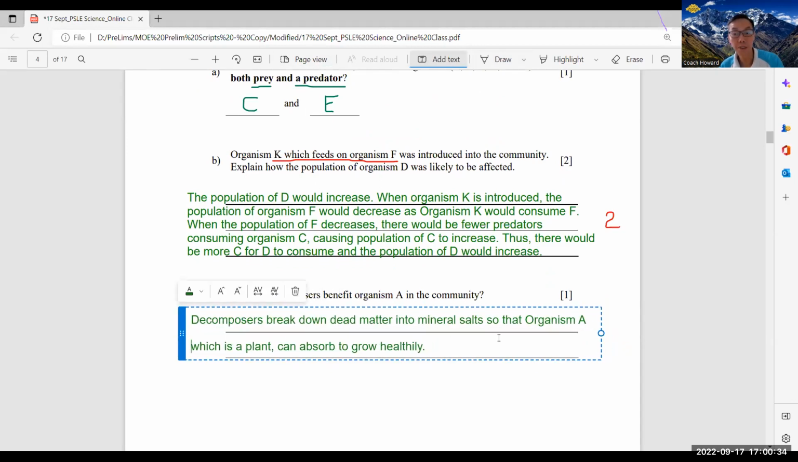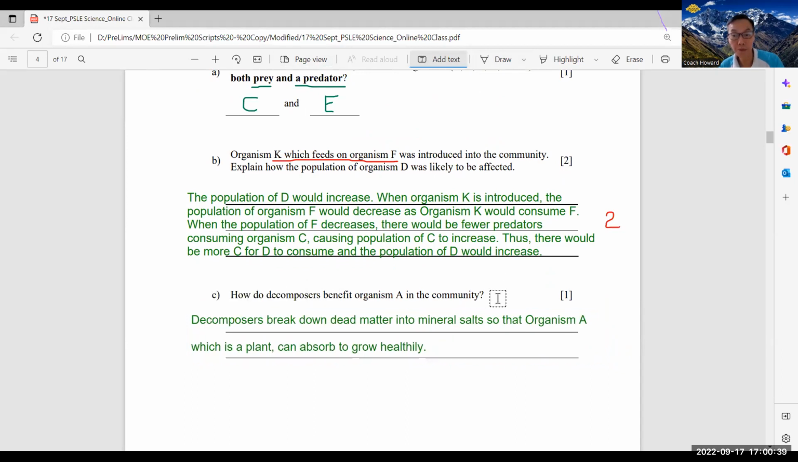Decomposers break down dead matter into mineral salts so that organism A, which is a plant, can absorb and grow healthily.